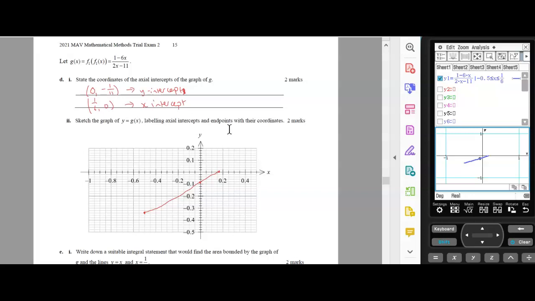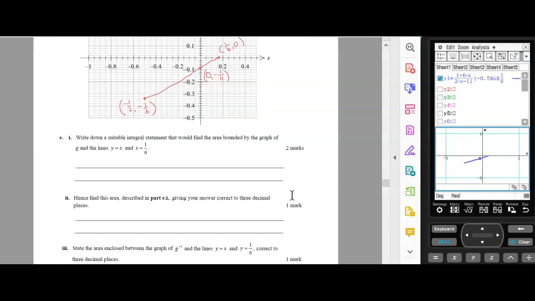All right, so I'm going to label the endpoints because it says label. We're going to label the intercepts and the endpoints. So this endpoint here is the same as our x-intercept. So that was (1/6, 0). The y-intercept was (0, -1/11). And then this endpoint here was (-1/2, -1/3). All right, so just make sure you do label your graphs.